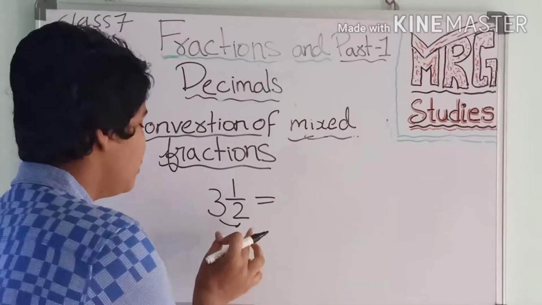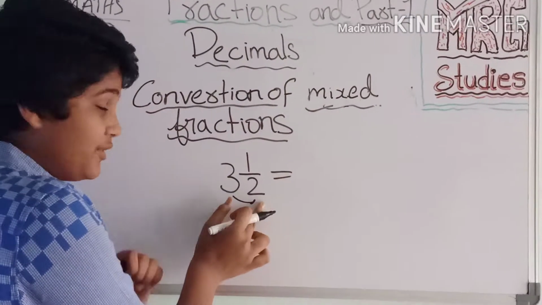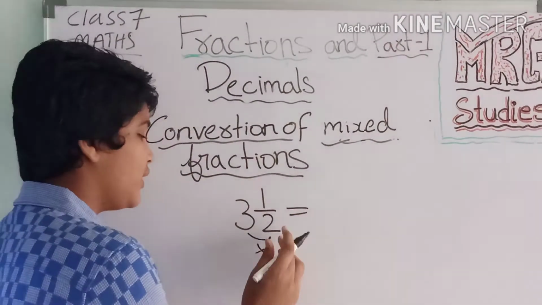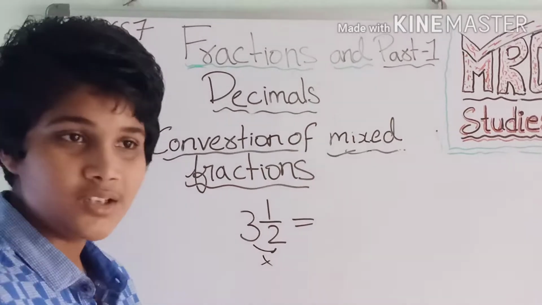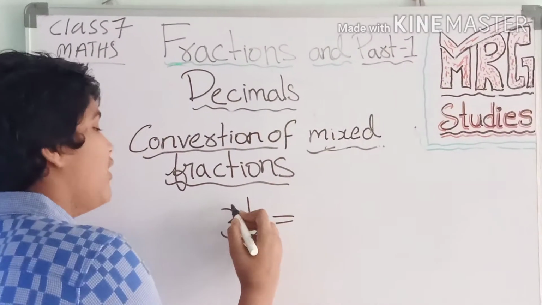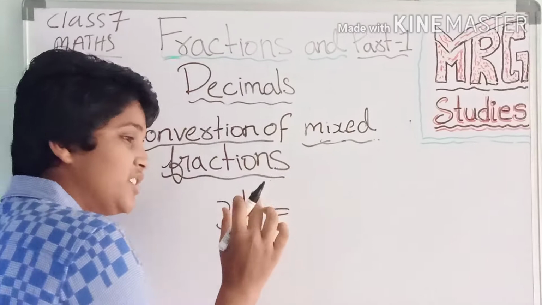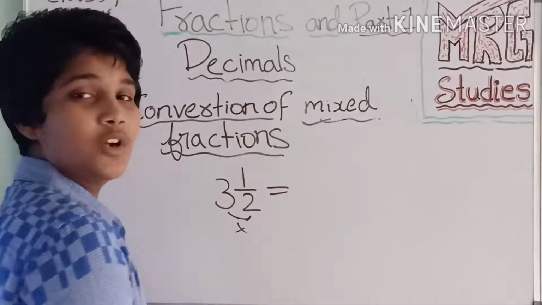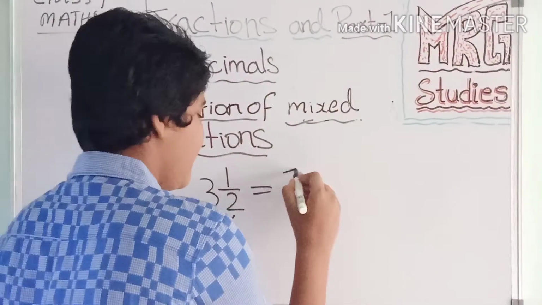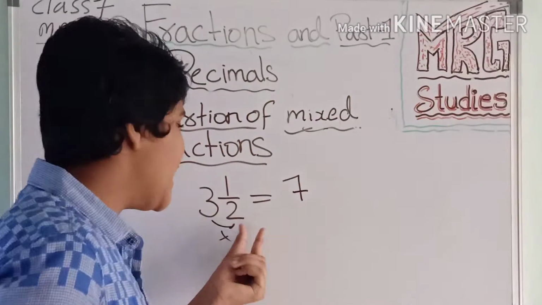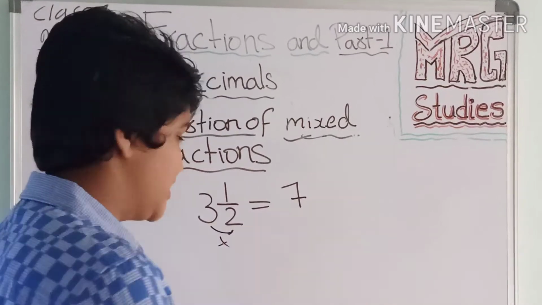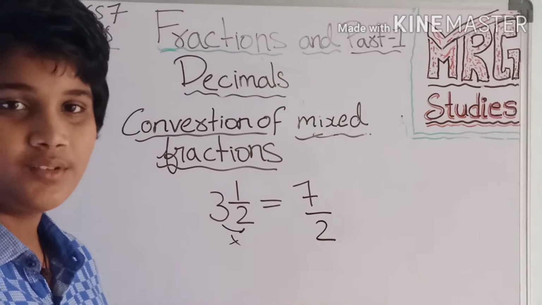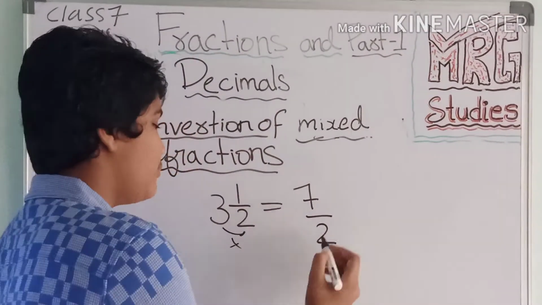How to solve it? First you should multiply the denominator with this whole number. After this multiplication we get 6. After we get 6, we should add 6 plus 1, because 1 is there in the numerator. We add it with that numerator. So 6 plus 1 is 7. So we will get 7, and we should write 2 in the denominator place. Now what did we get here? An improper fraction.